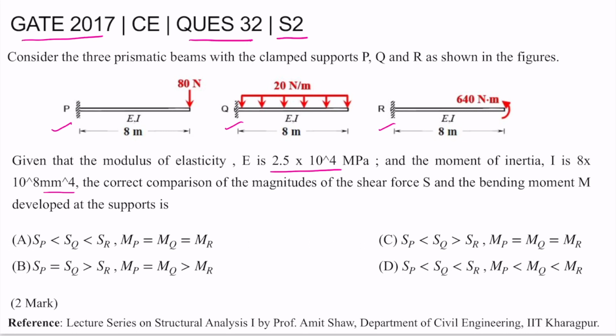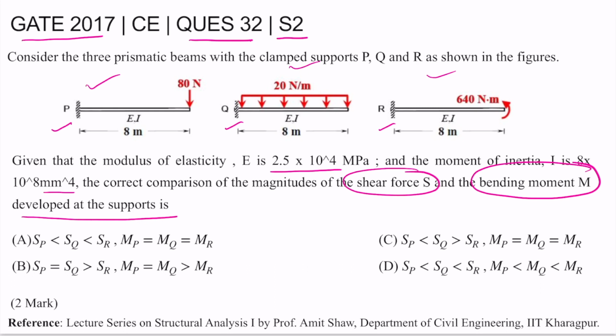So for these three cantilever beams, we need to find the value of the bending moment and the shear force at the support. Then we have 4 different options with different values of bending moment and shear force. The comparison is given in all the 4 options and we need to choose the correct answer here.